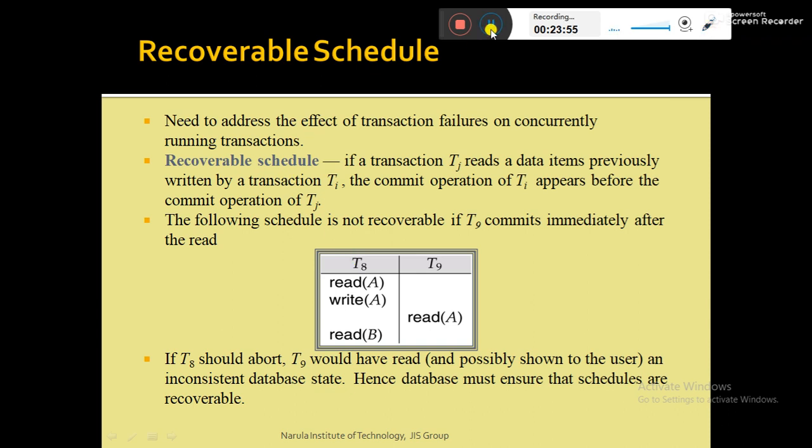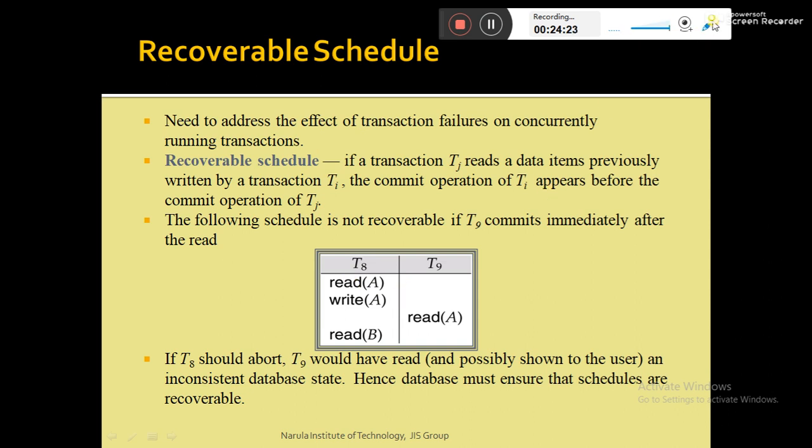So for a single transaction executing in a system, to ensure atomicity we just have to roll back the transaction. But the problem is, if more than one transaction is executing in a system concurrently, then we have to address the effect of transaction failure. So this is the problem. Now let's take an example first, then I will discuss the recoverable schedule.